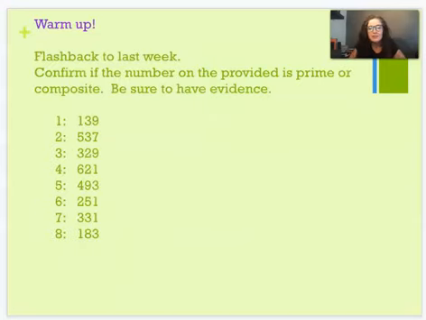Before we get started, let's do a little flashback to last week. Confirm if the number in that list is prime or composite, and be sure to have evidence. There's 8 of those, so pause the video, use your rules for divisibility and the theorem you developed from Eratosthenes' sieve, and determine if those are prime or composite.